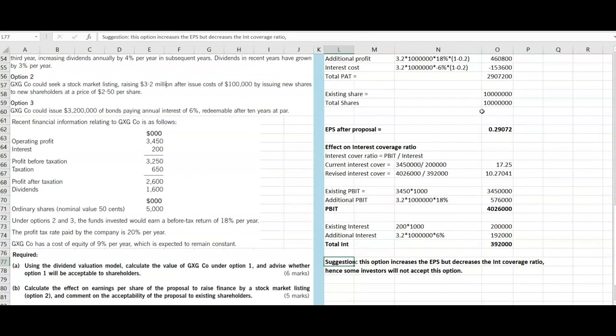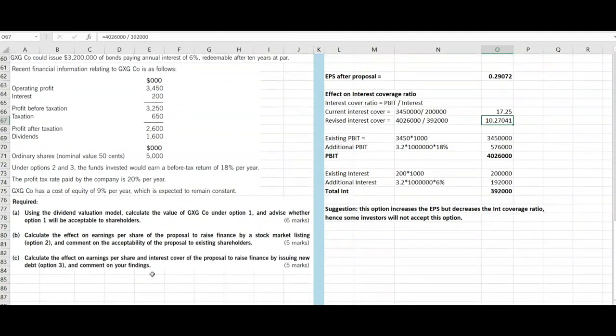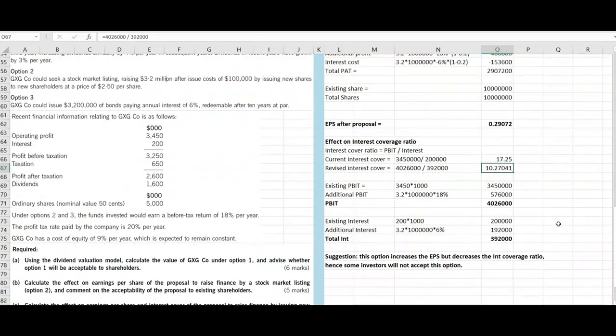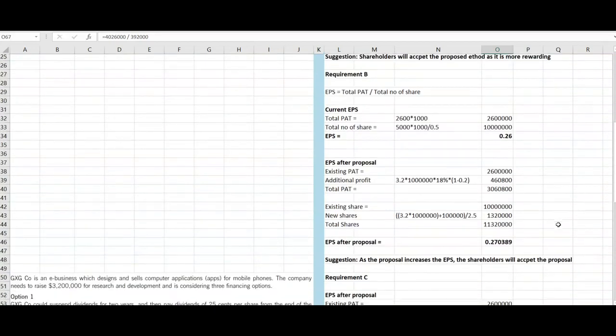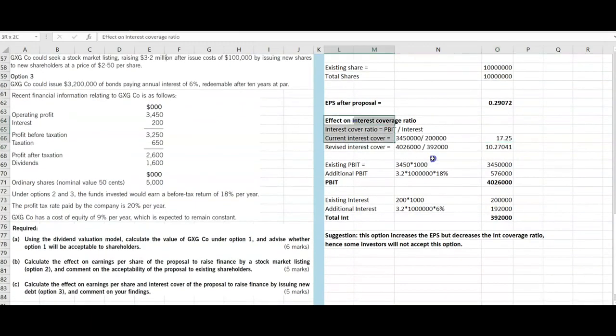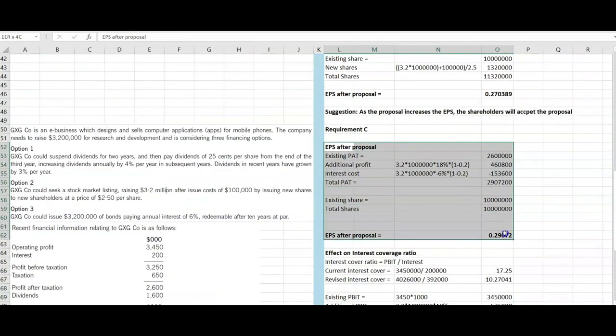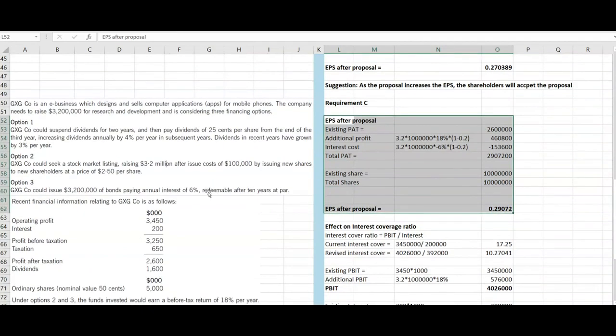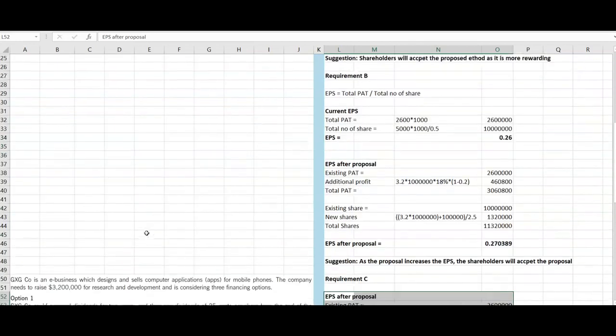So even though the proposal increases the EPS, it decreases the interest coverage ratio. Okay, from 17 to 10, it decreases. So that is a very bad kind of a sign. So they might not accept it. We just have to comment on our findings. So that's about this problem. So ensure that you understand this kind of a problem, because they can also be asked in 2-mark questions. So this element alone can be asked in a 2-mark, or this part alone can be asked in a 2-mark. So the same 10-mark or 5-mark problems can be split and also asked as 2-mark problems. So that's about this problem. We'll move on to the next one.